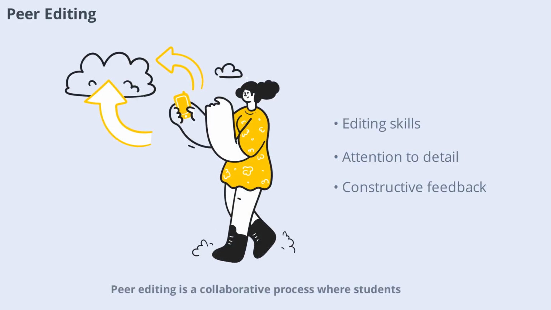Peer editing is a collaborative process where students review and suggest improvements to each other's writing. This technique helps develop editing skills, attention to detail, and the ability to give and receive constructive feedback. Peer editing also builds a supportive learning community.